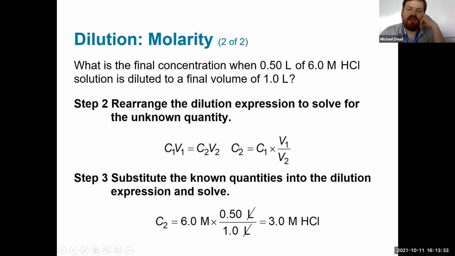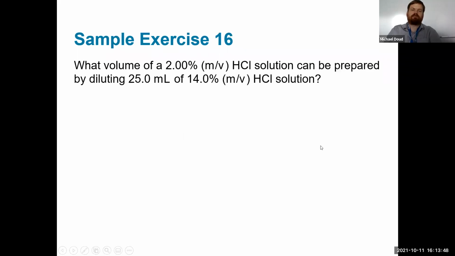So if we solve for C2, we find that C2 equals C1 times V1 divided by V2. So just set that up. 6.0 molar times 0.50 liters divided by 1.0 liters means it's 3.0 molar HCl. Now, why don't you give it a shot? And again, you can use any concentration and any volume units that you want for this equation.